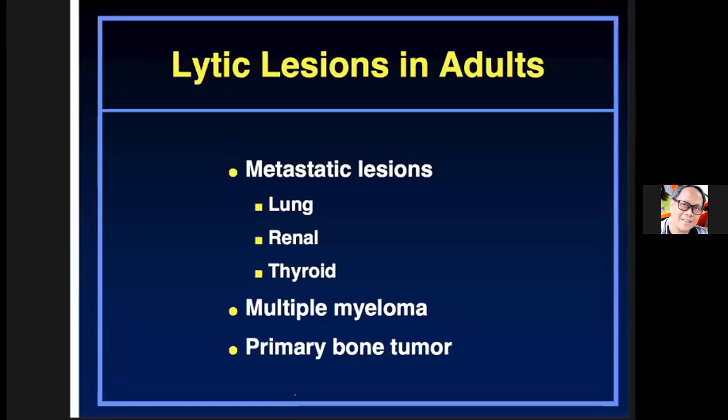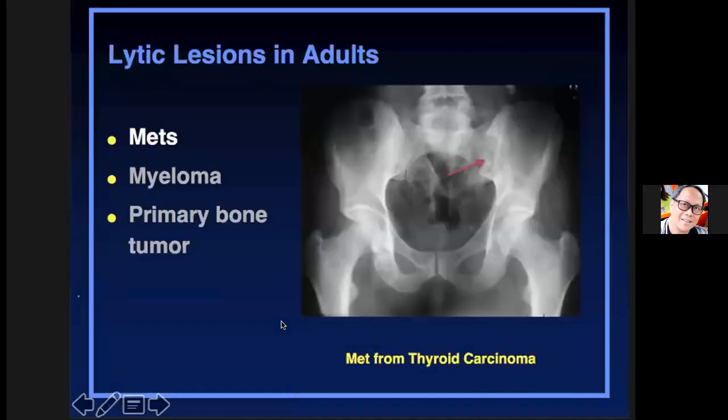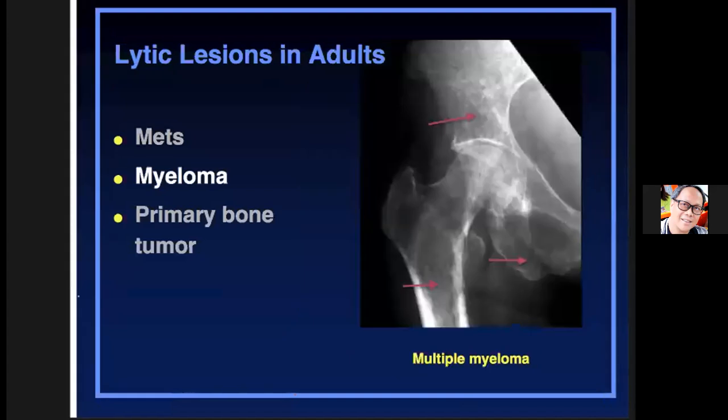Okay, so lytic lesions in adults: mets from lung, kidney, and thyroid, and you may also have multiple myeloma or a primary bone tumor. Okay. So metastatic lesions tend to be multiple, in more than one area. So this metastatic lesion is from the thyroid, specifically thyroid carcinoma. You see lytic changes involving the body of the iliac bone on the right, as well as the proximal femur, and even the pubic rami.